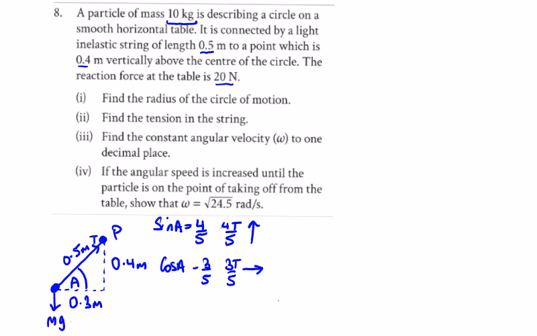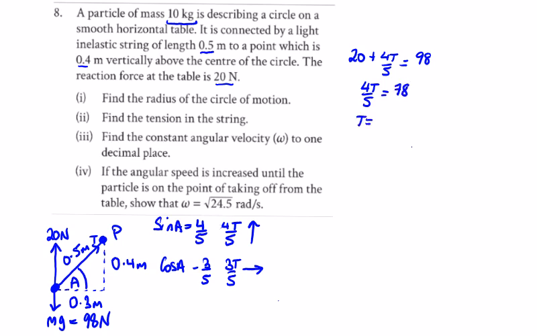mg is equal to 10g, 98 newtons for mg. The reaction at the table is 20 newtons, 20 newtons going in that direction. So we can set up my first equation, 20 plus 4t over 5 will be equal to the downward force, 98. So 4t over 5 will be equal to 78.